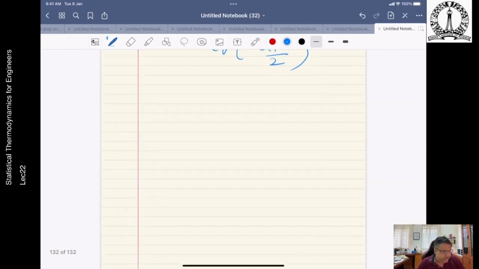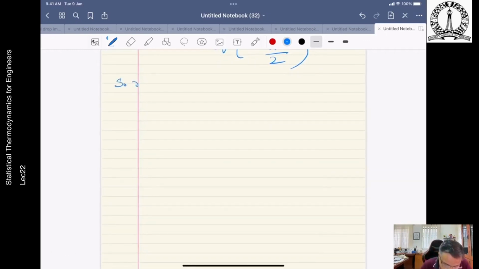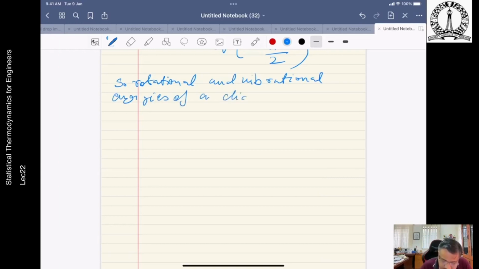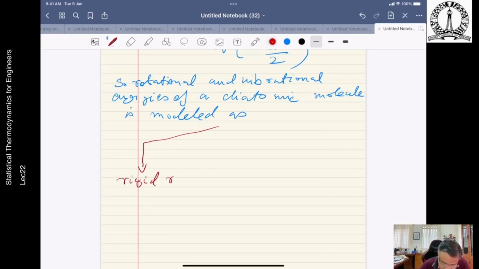So now let's look at a kind of roadmap. The rotational and vibrational energies of a diatomic molecule are modeled as follows. On one side, this is the rigid rotor, which translates to a fixed internuclear distance, R e.